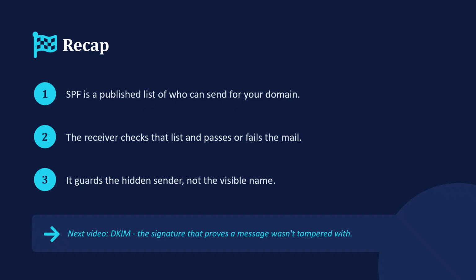Here are 3 key points to keep in mind. First, SPF is a published list specifying who can send emails on behalf of your domain. Second, the receiving server checks this list to determine whether to accept or reject the email. Third, SPF protects the hidden sender address, not the visible display name.